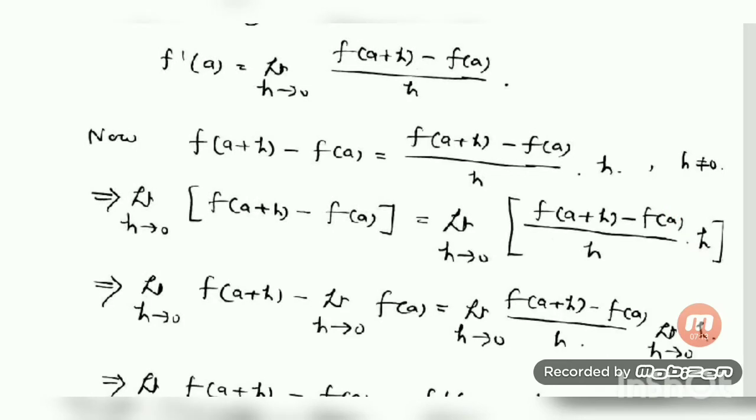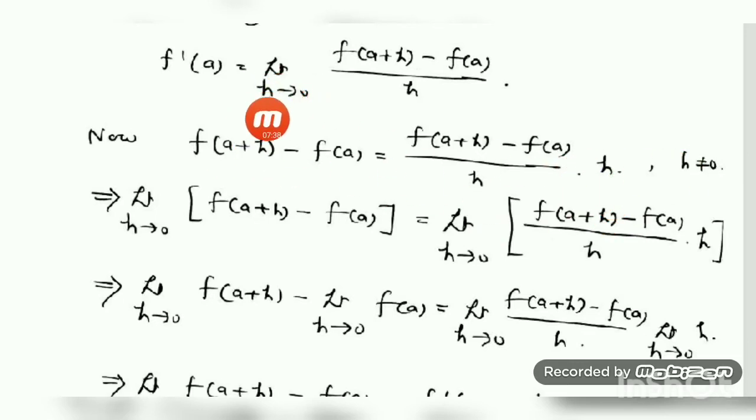So, to get the answer, we consider the difference of the function, the numerator, f of a plus h minus f of a, and this can be written as f of a plus h minus f of a by h into h. This remains as it is. H is not equal to 0, only then is division possible. That means we divide by h, and to maintain the equality, we multiply by h, and this step is done just to get the answer.